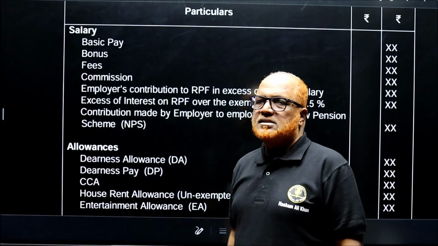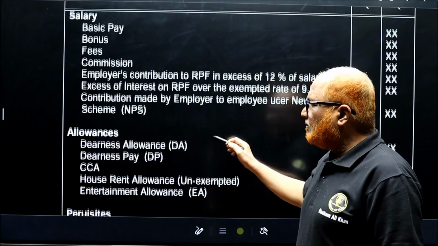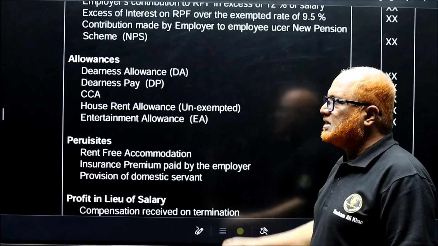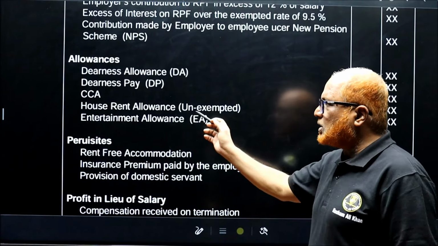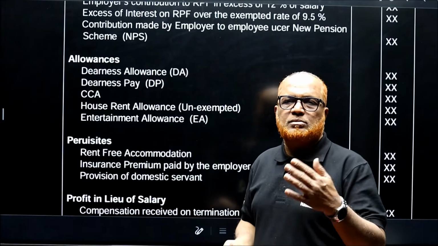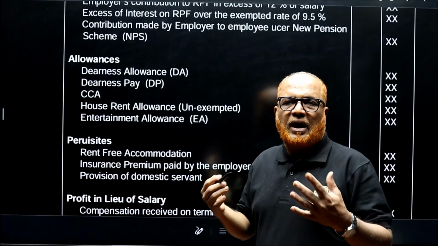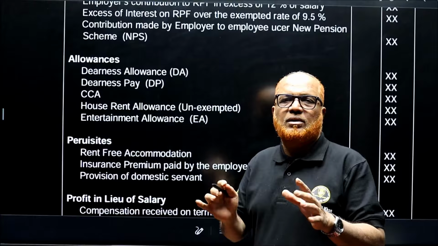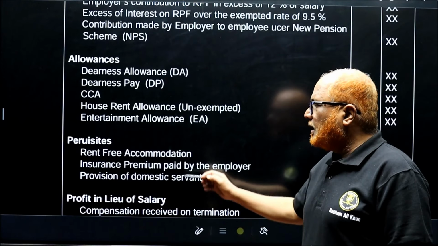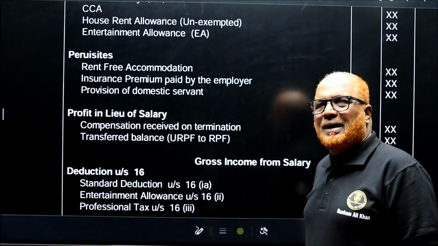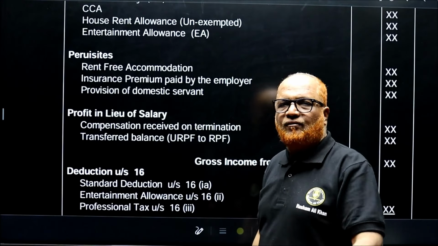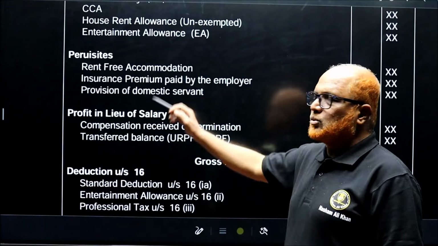The second head is allowances. Under the head allowances: dearness allowance, dearness pay, CCA (city compensatory allowance), house rent allowance, entertainment allowance, children education allowance, lunch allowance, meal allowance, project allowance, family allowance. Any allowance given by the employer to the employee will come under allowances. Next is perquisites: the benefits or facilities which the employer has given to employees or their family members. That is called perquisite.